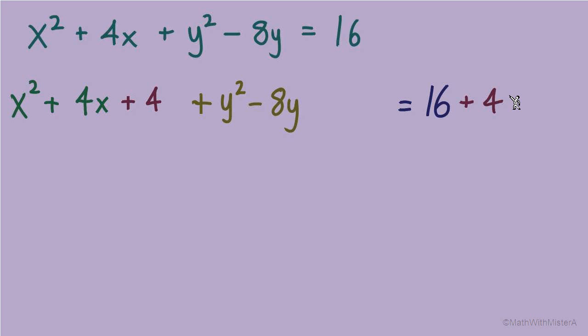We're keeping this equation balanced. Next, we'll move over to the y variables. Y squared minus 8y, what is the constant needed to complete the square? We go to this coefficient, negative 8, cut it in half would be negative 4, and then square it would be a positive 16. So we are adding 16 to make a perfect square trinomial.